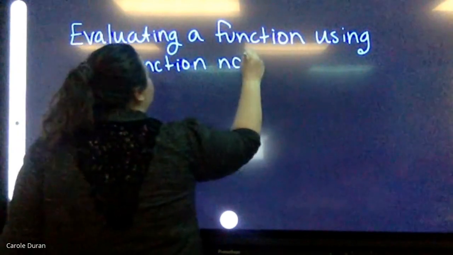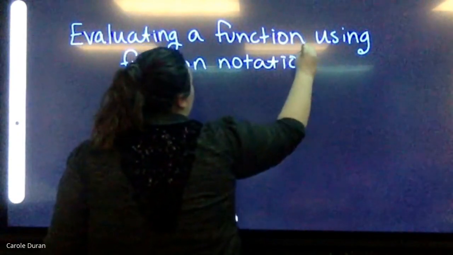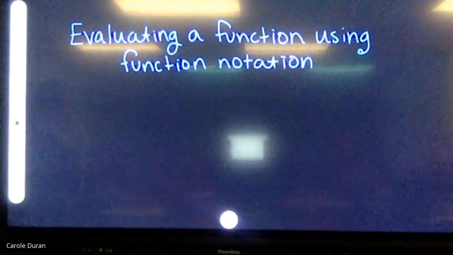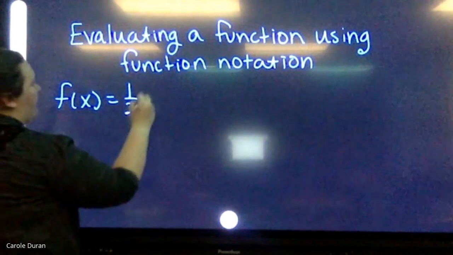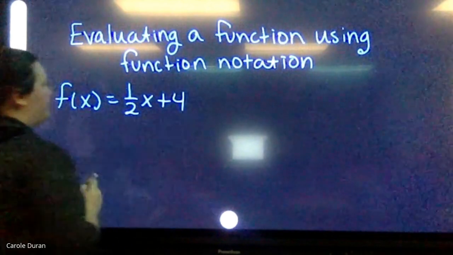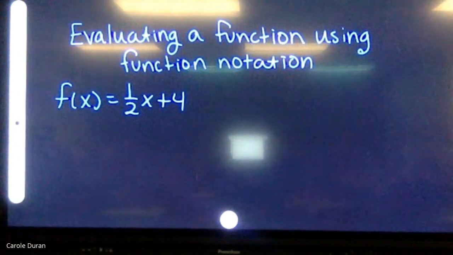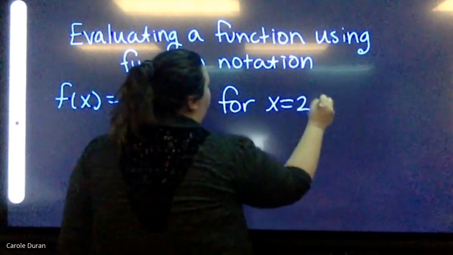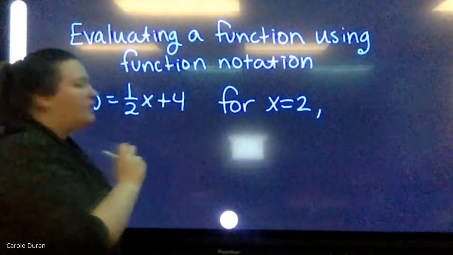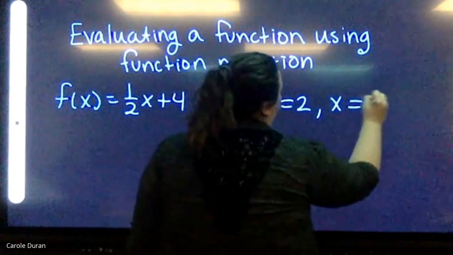So we're going to do one example because I think that's going to be enough for you. And then you're free to work on your review. So the function I have for this example is 1/2 x plus 4. And I'm evaluating at two numbers. I'm evaluating at x equals 2, and I'm evaluating at x equals -4.